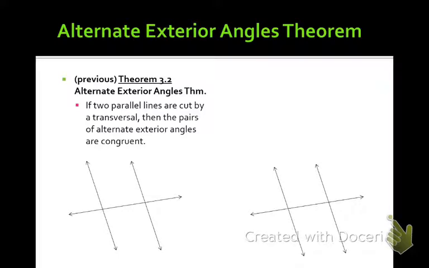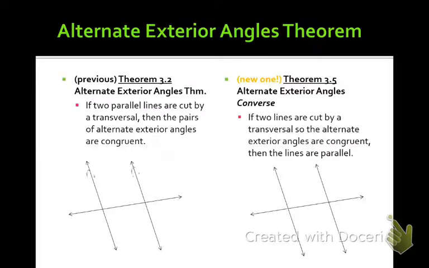Alternate exterior angle theorem and the converse. With the alternate exterior angle theorem, we have the lines are parallel, so we can say the alternate exterior angles are congruent. With the converse, we have the alternate exterior angles are congruent, so I can say the lines are parallel.